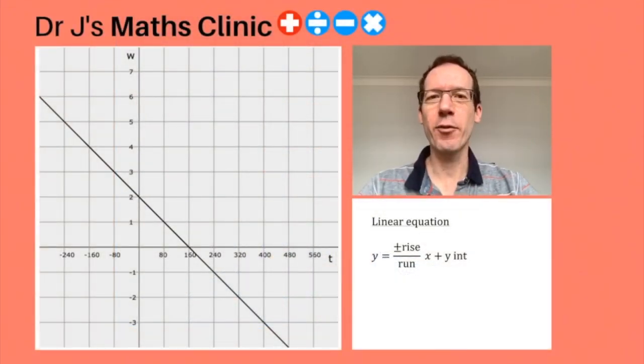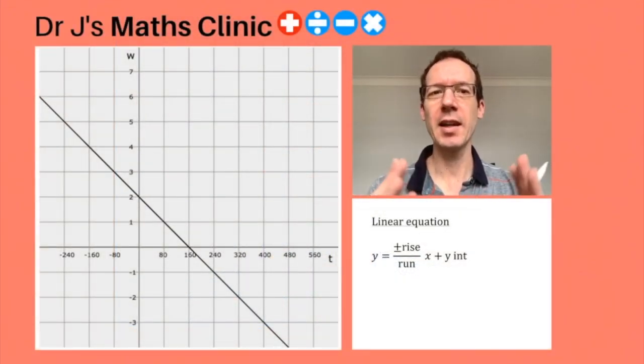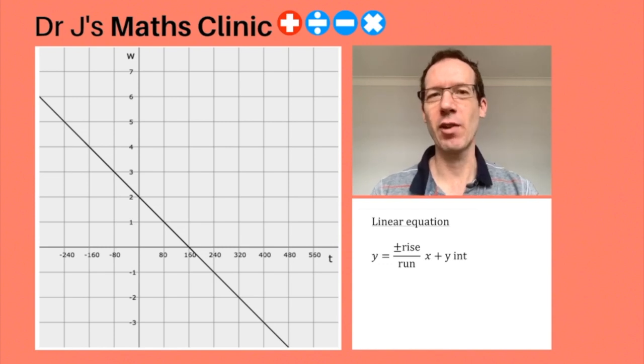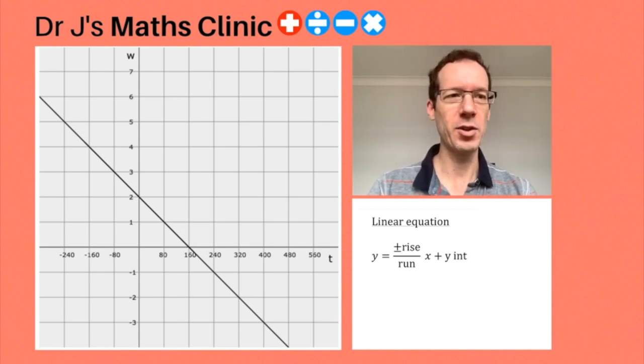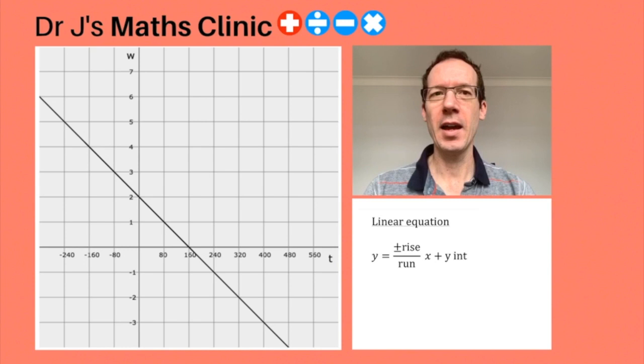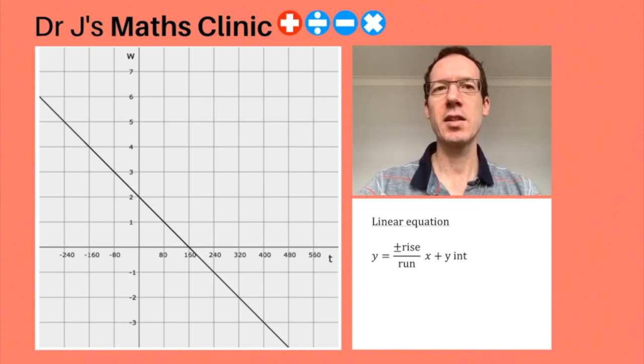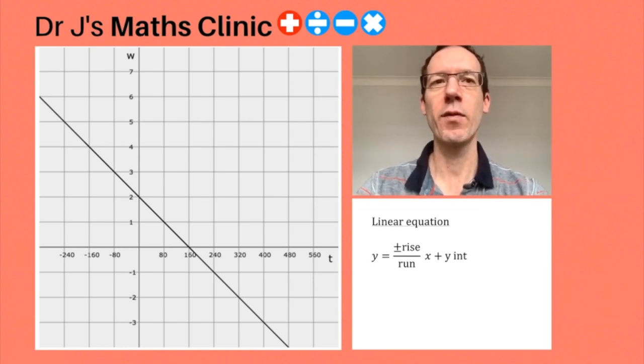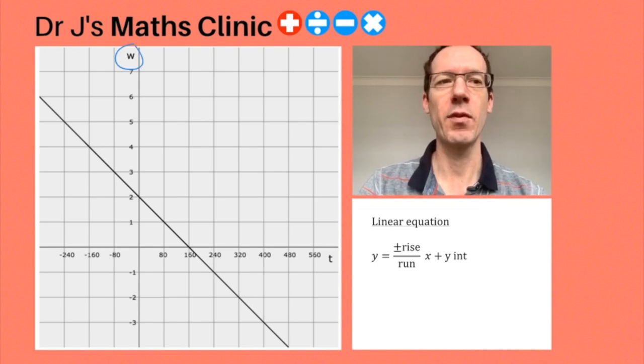Okay, so here's our first example. This is clearly a linear graph, which is great. We can use the formula that you see down on the right here. One thing to notice to begin with is we're dealing with some different letters. We've got W here and we've got T here.